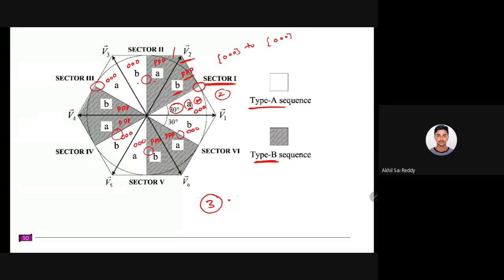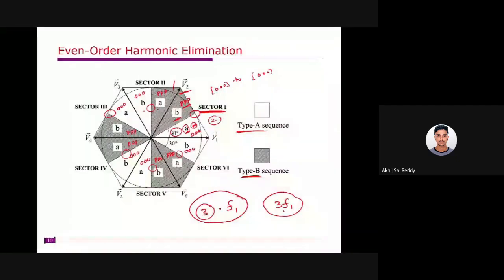The increase in the switching frequency is 3f1. Okay, so f1 is the fundamental frequency. It's clear? So 3 is all the 3 switches are changing, right? That means all the 3 phases are changing. So that is happening for every cycle, right? So therefore the extra switching is 3 into f1. So here by using this, the even order harmonics are eliminated.